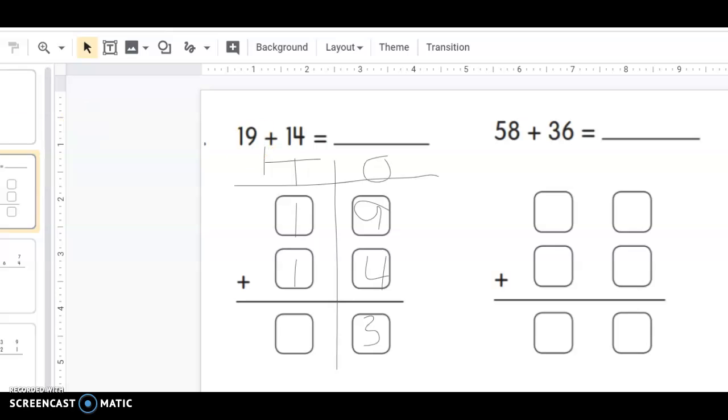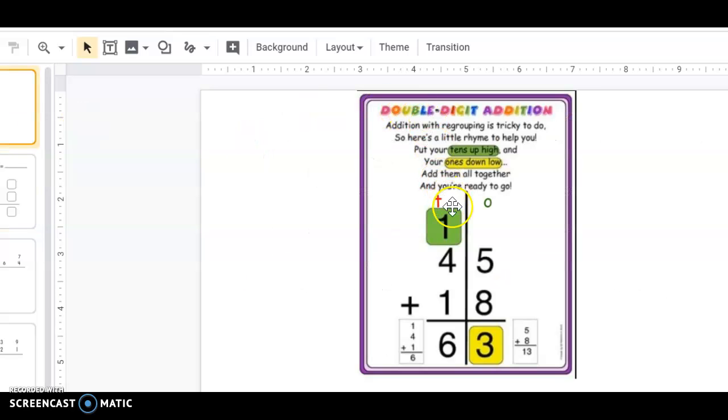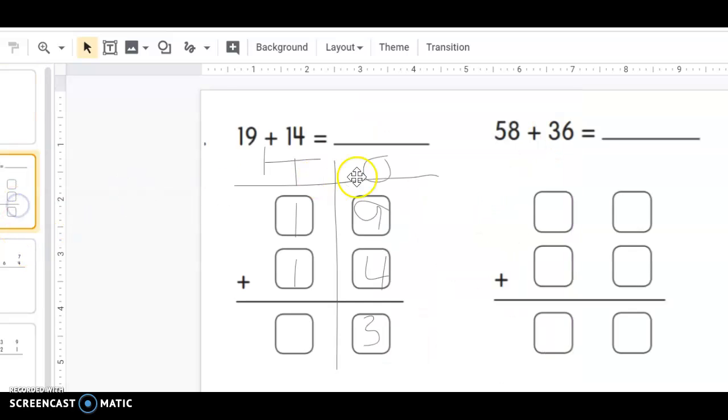Remember our little riddle? We had that riddle. Here's a little rhyme to help you. Put your tens up high and your ones down low. And that's exactly what we did. We put our tens up high and our ones down low.